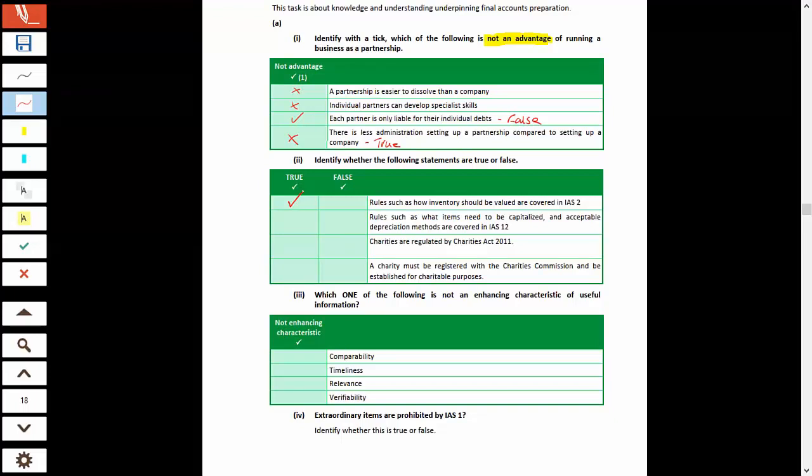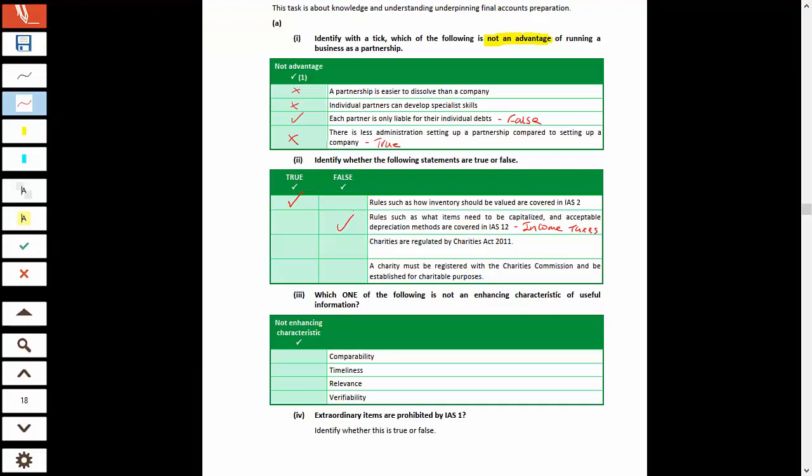Rules such as what items need to be capitalized and acceptable depreciation methods are covered in IAS 12. Now, again, this is one of those where if you didn't know off the top of your head, you'd be guessing. But if you can build a bit of previous knowledge, put in place the building blocks, and when you've looked at these standards, make notes of them. IAS 12 focuses on income taxes, I should say. So that statement is false.